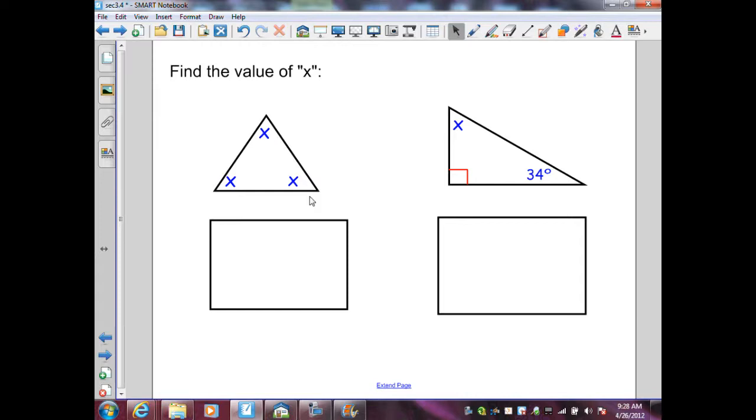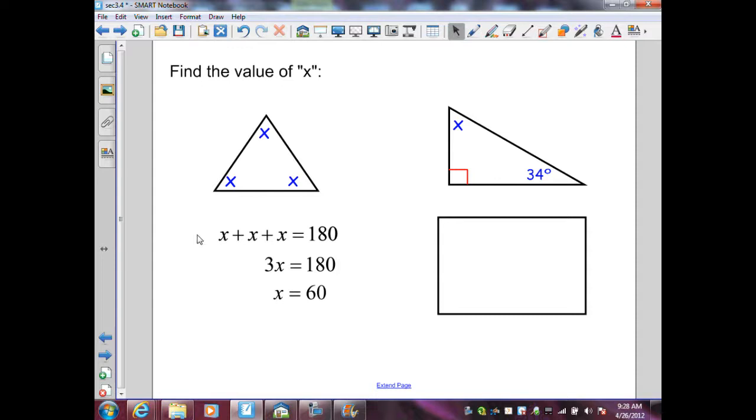Again, I have a triangle. Here I have an equiangular triangle. I know that because my 3 angles are x, x, and x. They're all equal. But I know still the sum of those 3 angles must add up to 180 degrees. Therefore, x plus x plus x, simplifying, gives me 3x equal to 180. Divide by 3, x is 60 degrees.